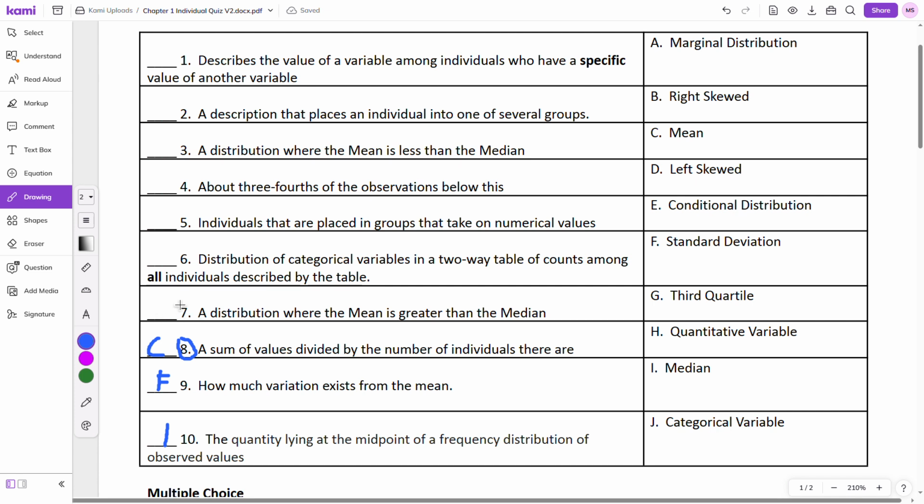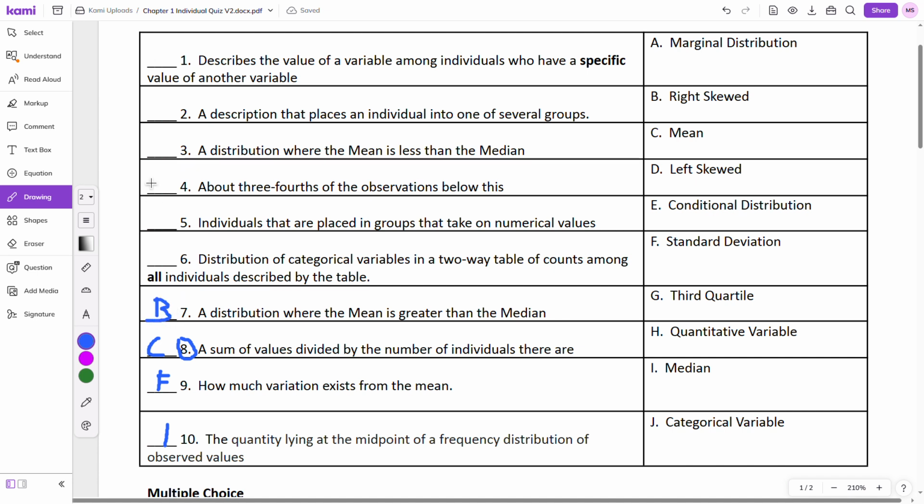Number 7, a distribution where the mean is greater than the median. Well, if the mean is greater, so imagine your numbers are like 10, 12, 13, 14, and then all of a sudden one number is a million. Well, your mean is going to go way to the right, but your median is not going to move much, right? Or maybe not even at all, depending on the numbers. And so that means that your mean is going to go way higher. So yes, that would put the tail out to the right. It would give you an outlier on the right, and it would mean the mean is greater than the median. And so therefore that is right skewed. So that would be B.